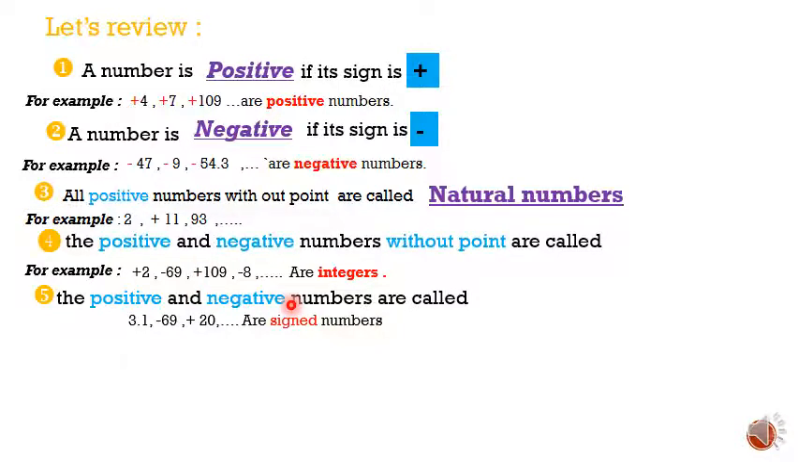Signed numbers contain the integers, which are the positive and negative numbers, and inside the integers we have the natural numbers, which are only the group of positive numbers.